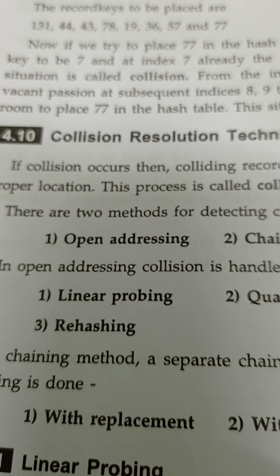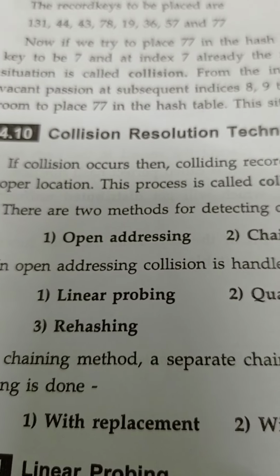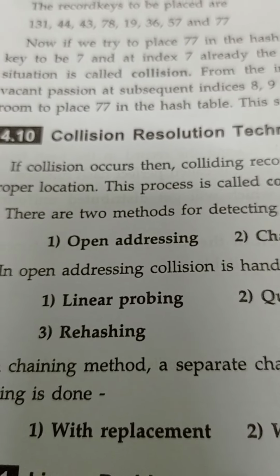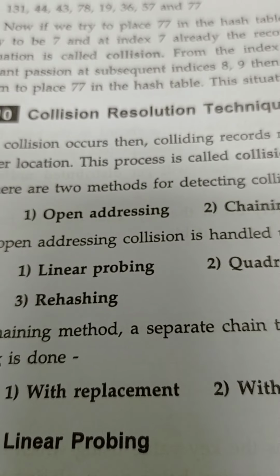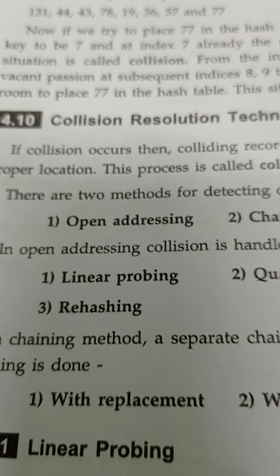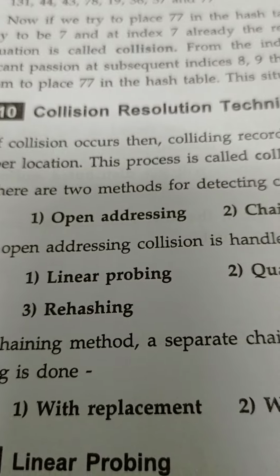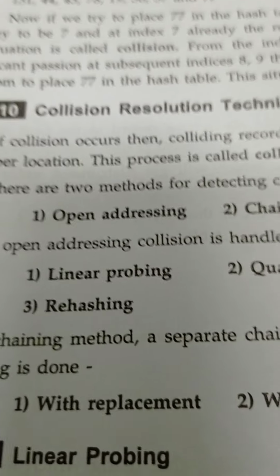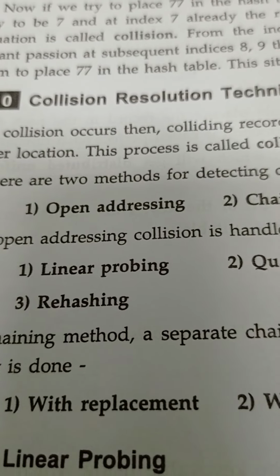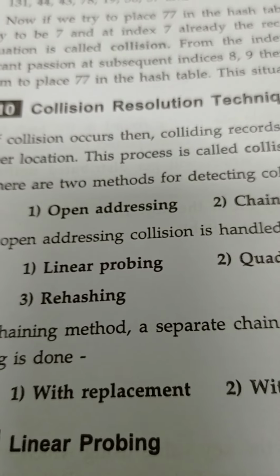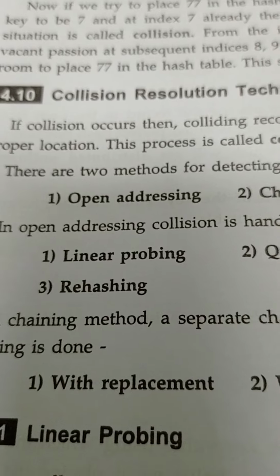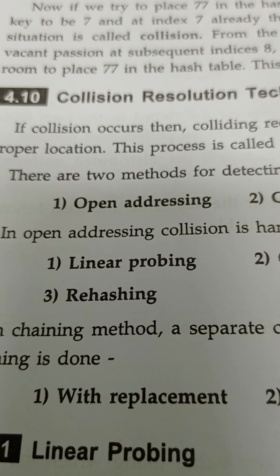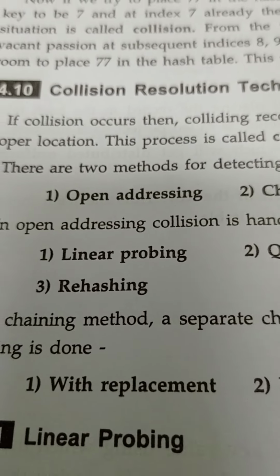Collision resolution techniques means, suppose data 25 is there, 55 is there, 75 is there, and all are pointing to the same location, the 0th location. Then how can we resolve this? That is, how can we store the data in the hash table, because if you divide 25 by 5, the remainder will be 0. Suppose you divide 55 by 5, the remainder will be 0.